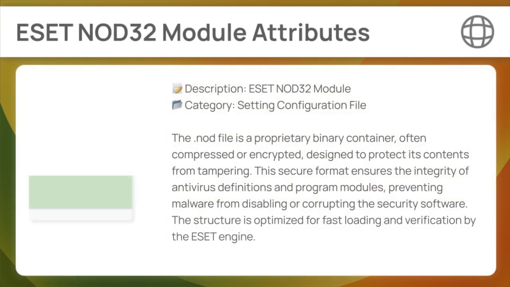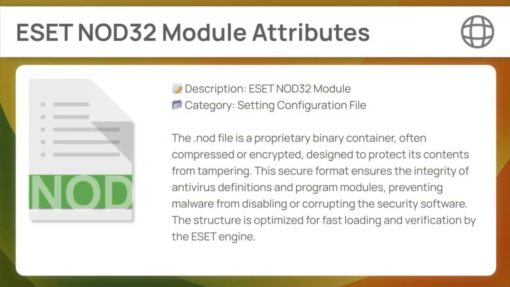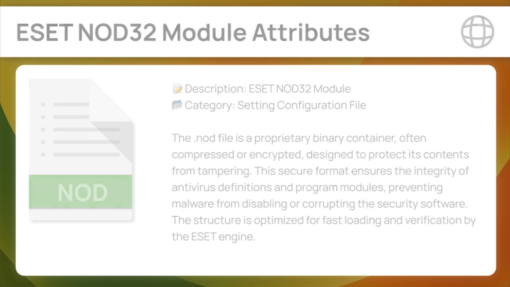The NOD file is a proprietary binary container, often compressed or encrypted, designed to protect its contents from tampering. This secure format ensures the integrity of antivirus definitions and program modules, preventing malware from disabling or corrupting the security software. The structure is optimized for fast loading and verification by the ESET engine.